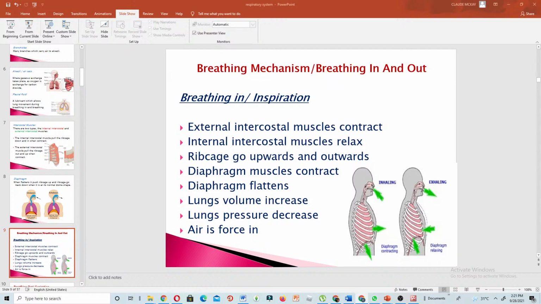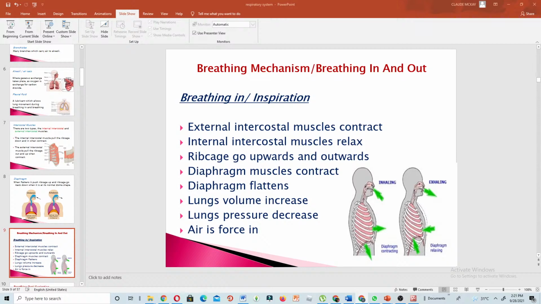Now these pointers basically show you all of the movements and reactions that take place whenever you're breathing in. So whenever you're breathing in, the external intercostal muscles normally contract. So those are the muscles that are attached to the outside part of your ribs. The internal intercostal muscles relax. So the muscles at the inner side of the rib cage, whenever you're breathing in, don't contract, they have to relax.